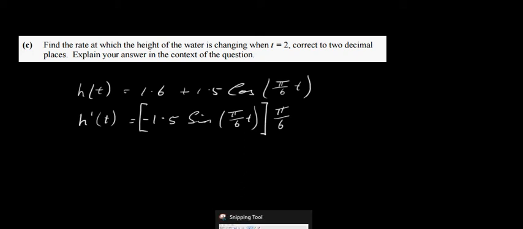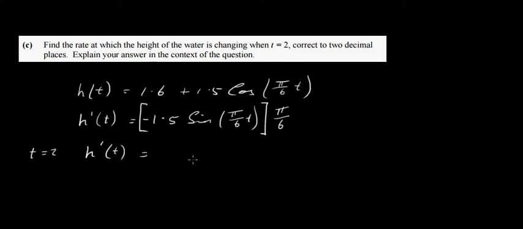Now we have to put in t is equal to 2 into this. So at t is equal to 2, so in other words 2 hours after the last recorded high tide, what do we get? Okay, what would the rate of change be? What would the rate at which the height of water is changing be? So let's do that. So h dash t here is going to be equal to, I'll put the pi over 6 here on this side, minus 1.5 sine pi over 6 times 2.